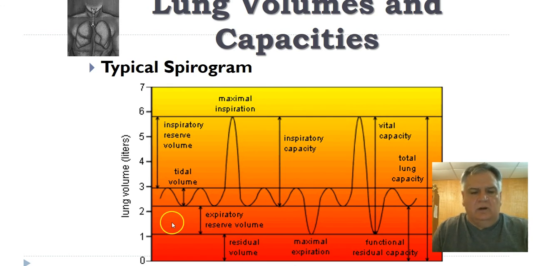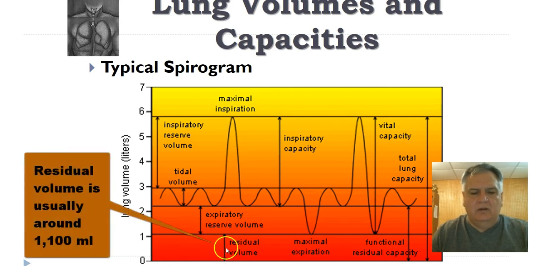Okay. Now, we should mention here that down at the bottom of the graph, there's this line right here, and this line represents residual volume. That is to say, the residual volume is the amount of air that remains in your lungs all the time. You don't really exchange it, so to say. It's just there, and it's keeping your lungs inflated. If you were to be able to blow out the residual volume, you'd collapse your lungs. So the amount of air that's in your lungs just to keep them inflated is called the residual volume.